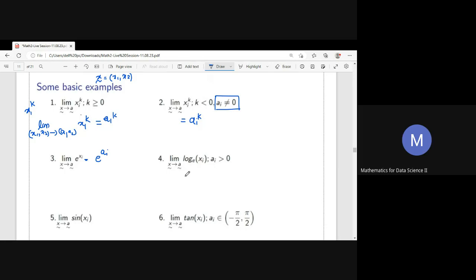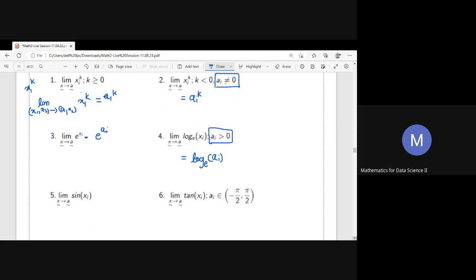And here what is the limit? log a. See here, logarithm is defined only for positive values. So again, this condition is important here. Otherwise, it will not make sense again.